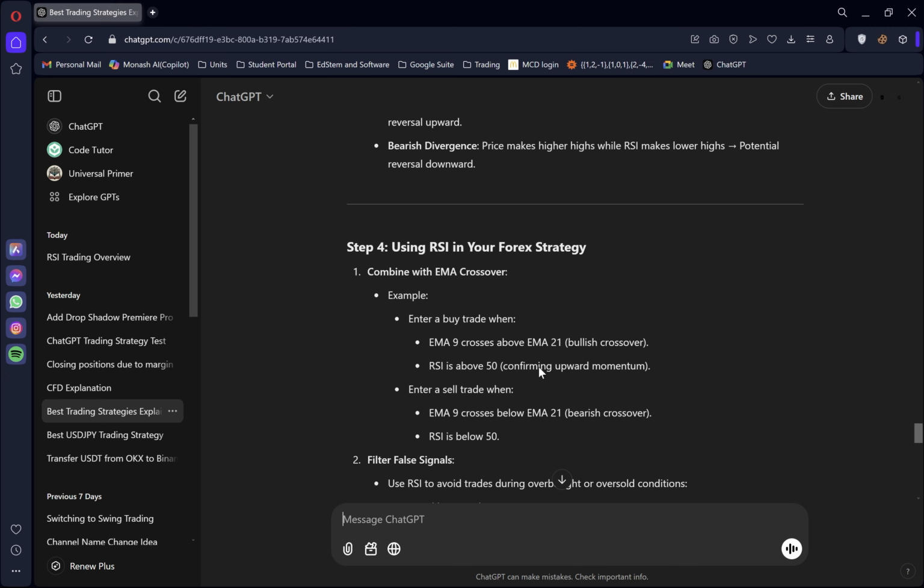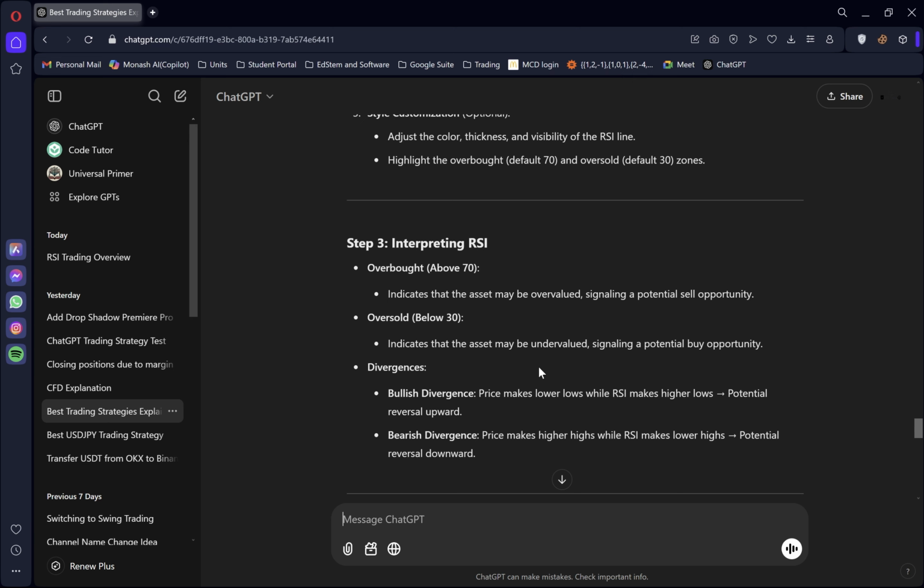Anyways, whenever the RSI is about 70, that indicates the asset may be overvalued, so we're probably going to do a short position. And if it's oversold, that is, below 30, we're gonna do a buy, which is a long position.